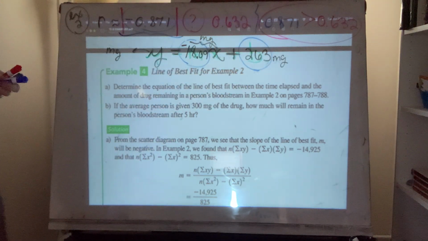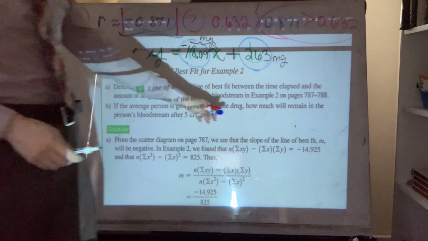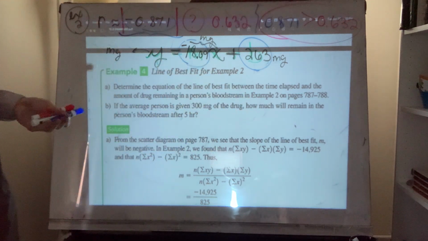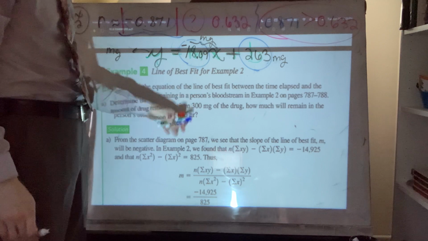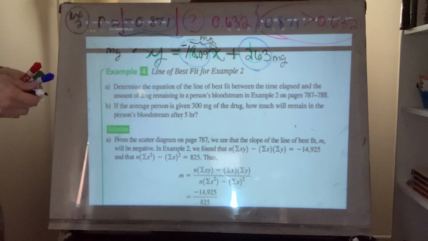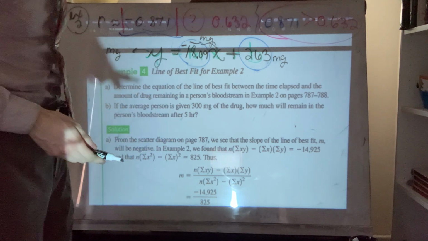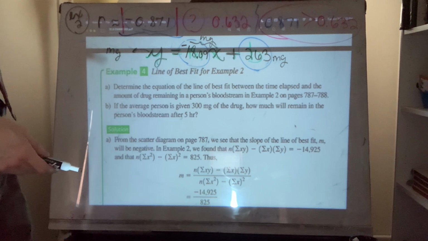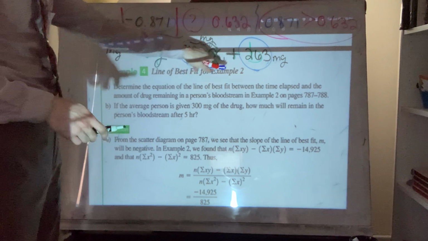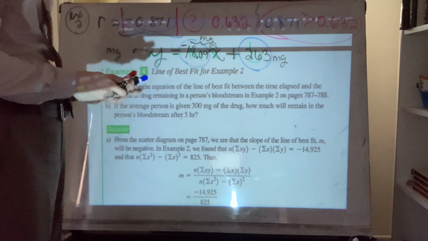Now, if the average person is given 300 milligrams of the drug, how much will remain in the bloodstream after 5 hours? Really what we just need to do is input a 5 here.